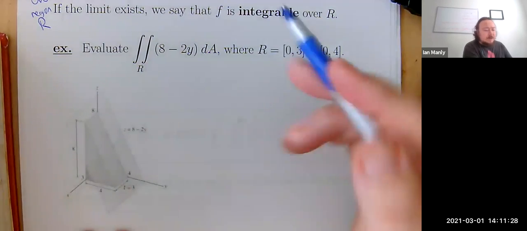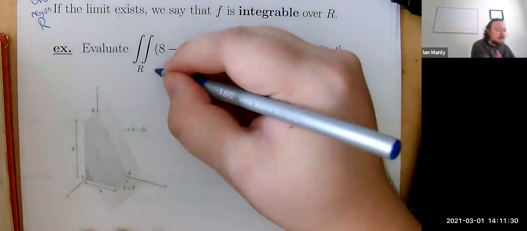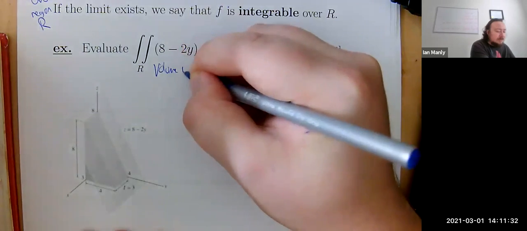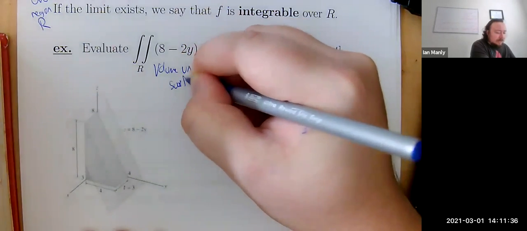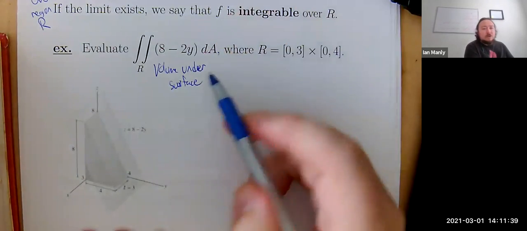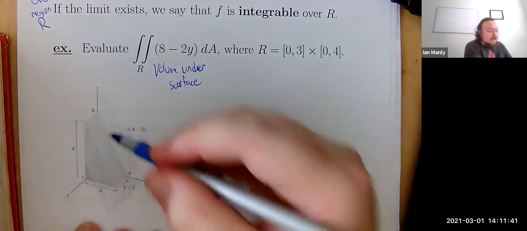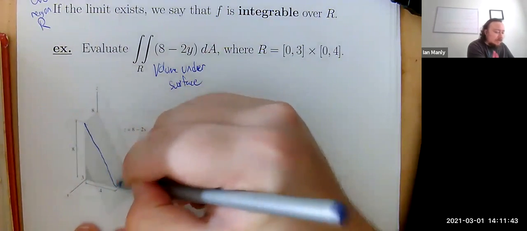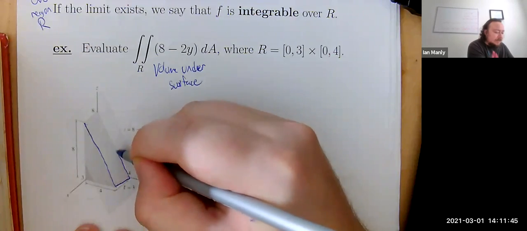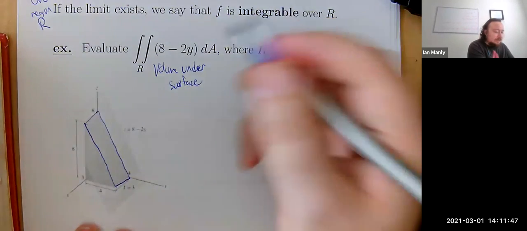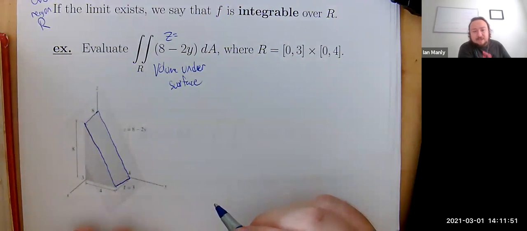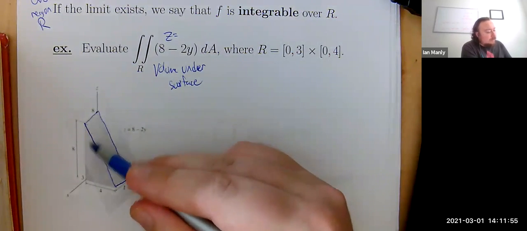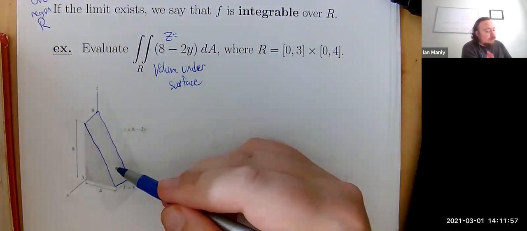All right, now let's see. Remember, the interpretation of a double integral is the volume under a surface, right? So if we want to get this double integral, we can find the volume under this surface right here. You can imagine that this is z equals 8 minus 2y. We're finding the volume under that. All right, so how do we find the volume of this triangular block?